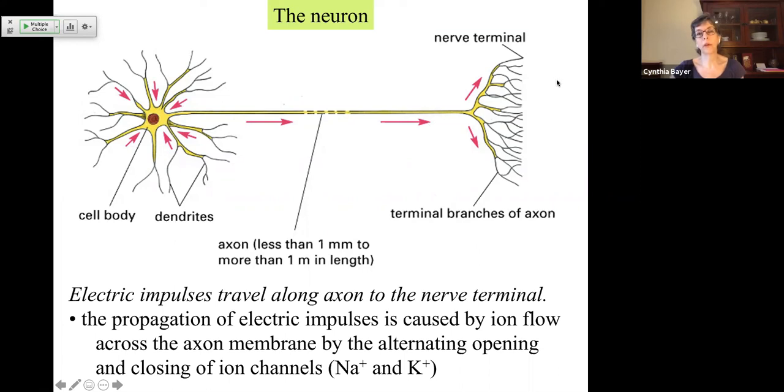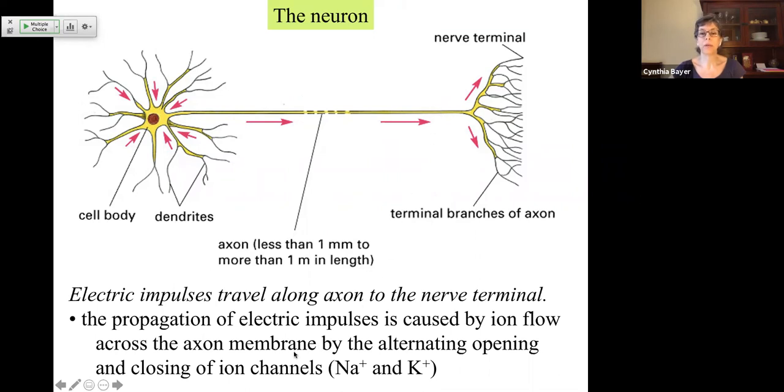So these cells are communicating with other cells, right? Receiving information, conducting that signal in the form of an electric signal or an electric impulse along the axon, which can be very long, in order to then send that information, that signal, and communicate with a receiving cell. What we're going to focus on today then is the electrical impulses traveling along the axon and how those changes in membrane potential are propagated along the axon.